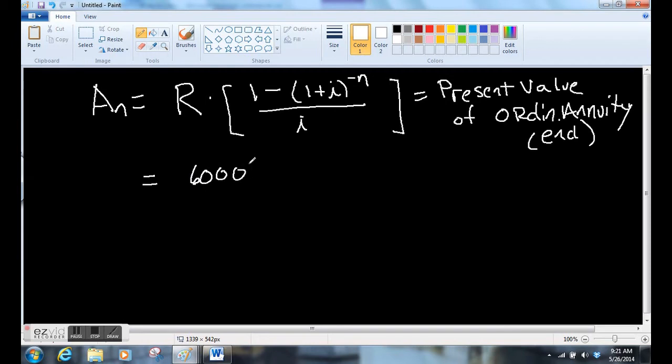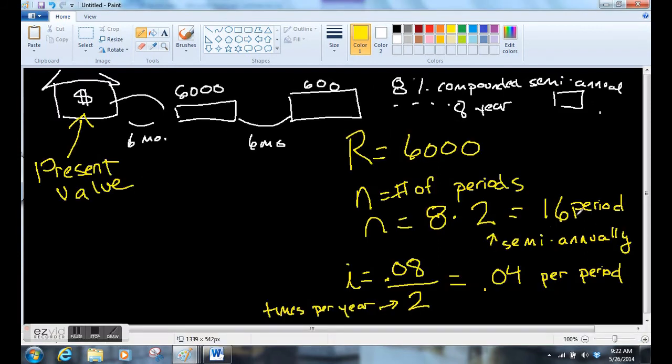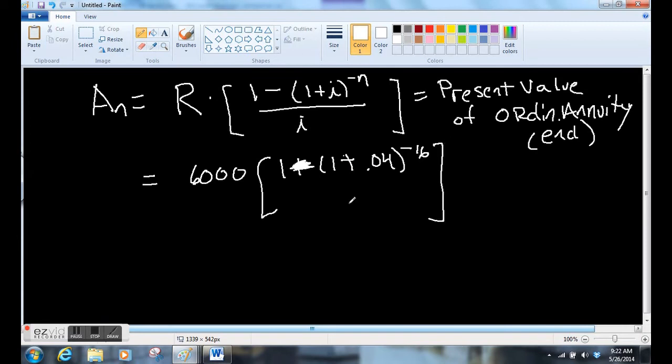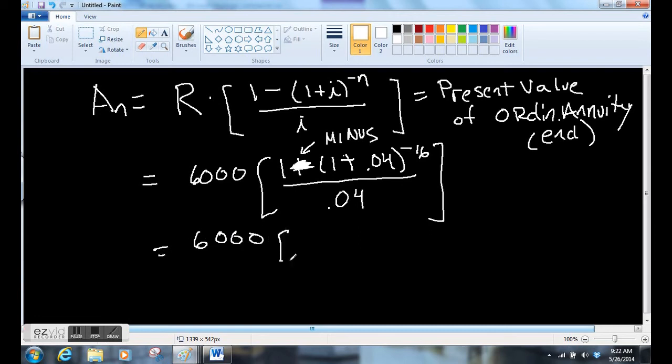In this case, we have $6,000 times 1 minus 1 plus 0.04 raised to the negative 16. Where does 16 come from? 16 periods. Negative 16, all divided by I, which is 0.04.